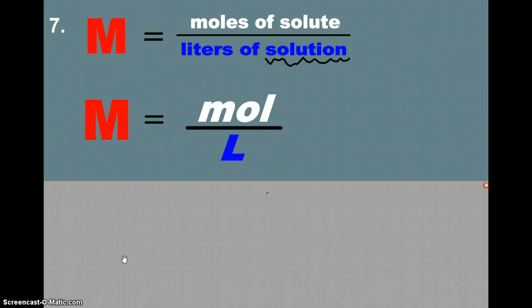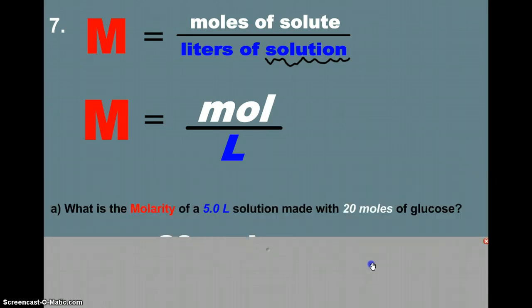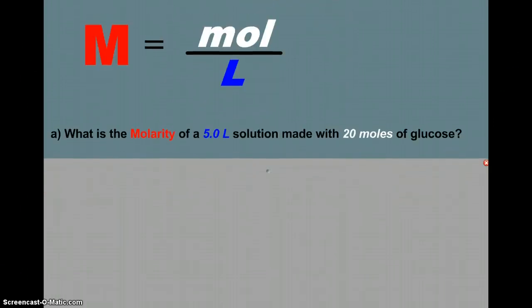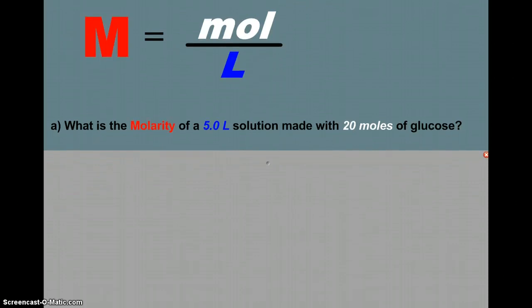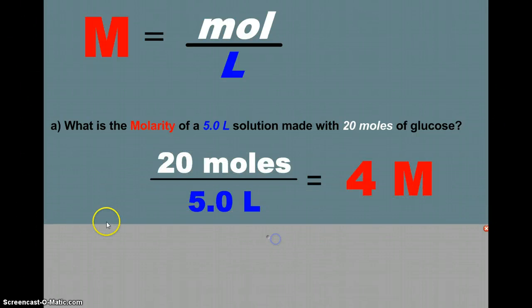So make sure you make note of that. What we're going to do here is look at a couple different ways we can use this expression to answer some questions. First up, we've got a nice simple question. What is the molarity of a 5-liter solution that is made with 20 moles of glucose? I just simply need to compare moles per liter. So 20 moles divided by 5 liters, and I get 4 molar, capital M again. That's how I express that concentration. That is a 4 molar solution.